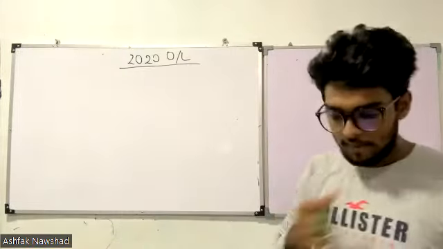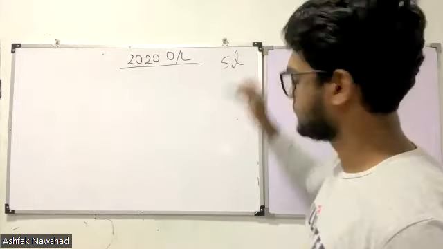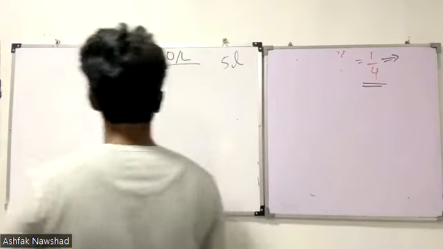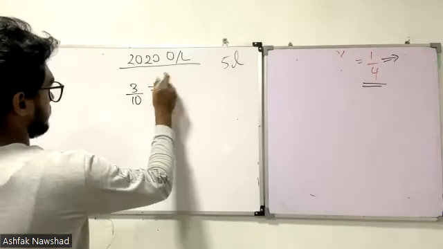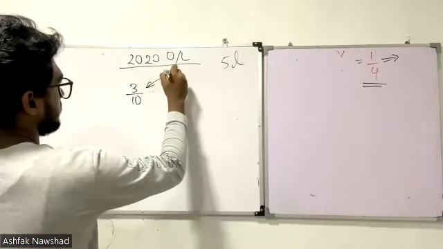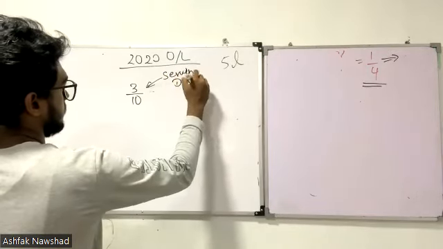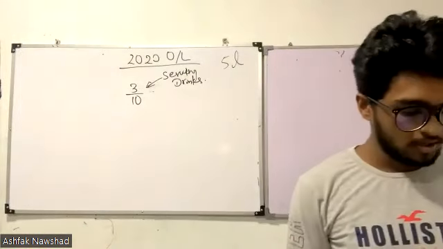A container of 5-liter capacity was completely filled with soft drink. So the capacity is 5 liters. 3/10 of this amount was used to serve drinks. So 3/10 is used to serve drinks. I'm going to mark this as serving drinks.